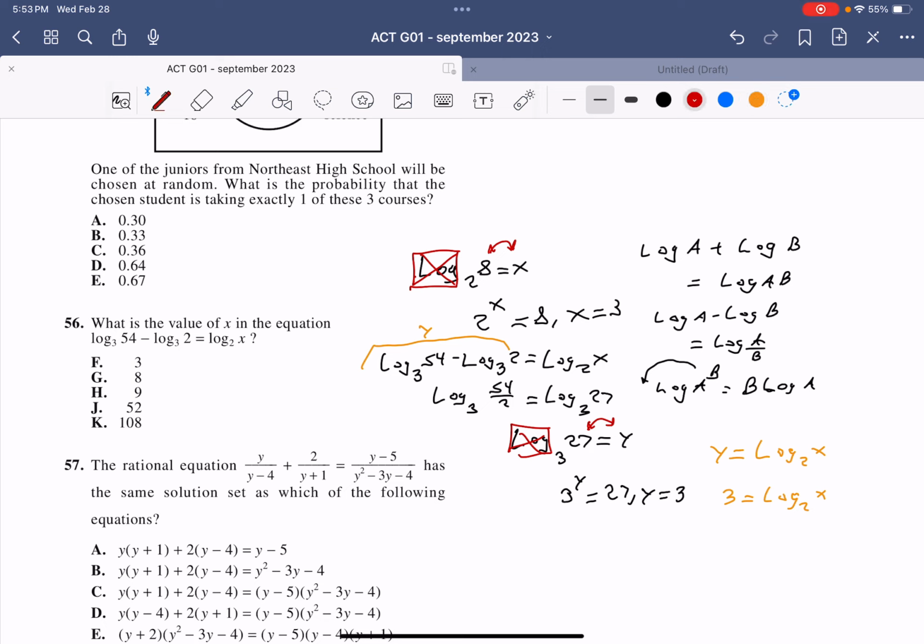I'll rewrite it with the log in front so it's easier to see. For those of you who are a little fuzzy on this, I need to review it. So one more time, we'll bury the log, hide the evidence, and then rewrite it as 2 to the power of 3 is equal to x, which means x is equal to 8. So our answer for this one is G.